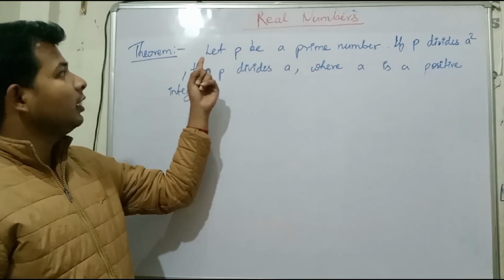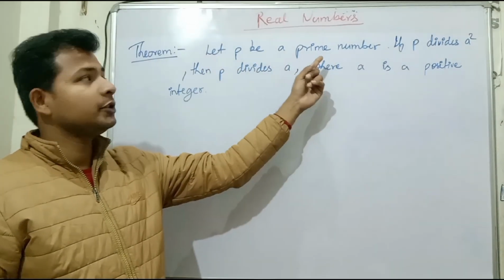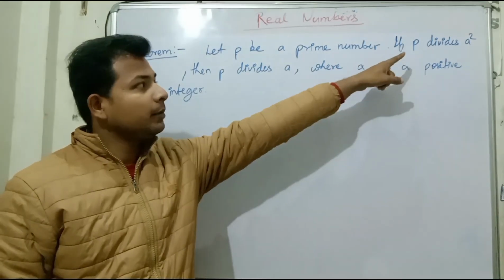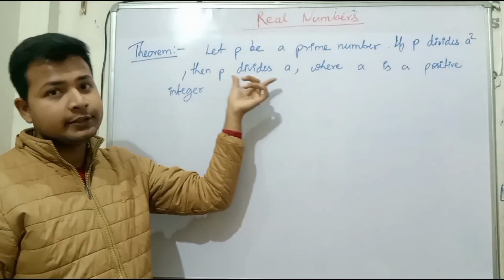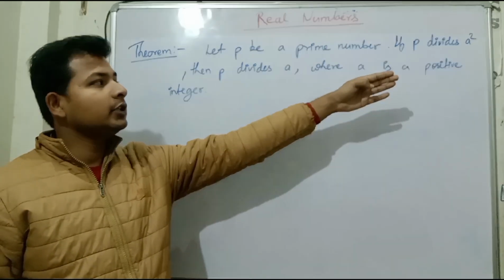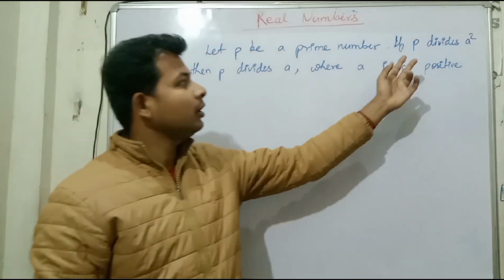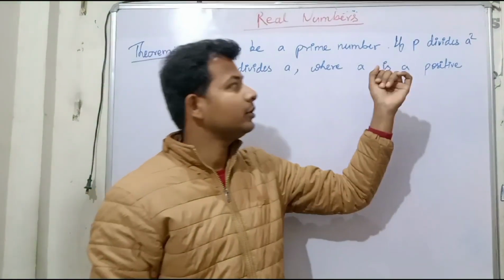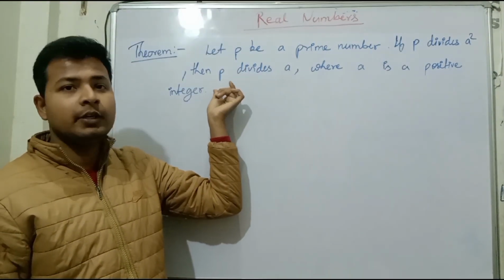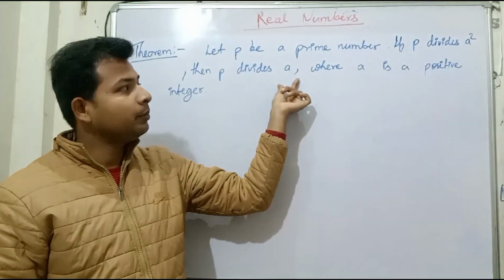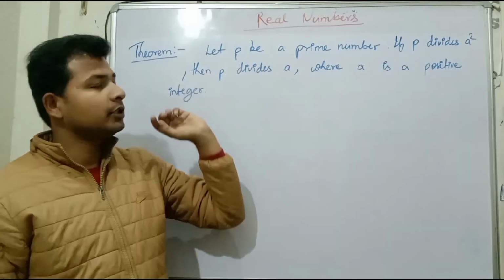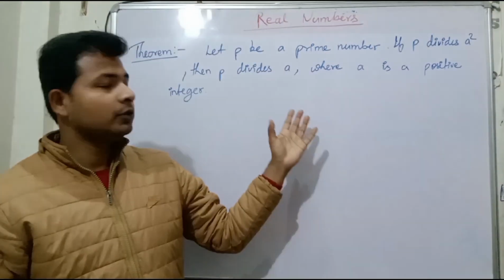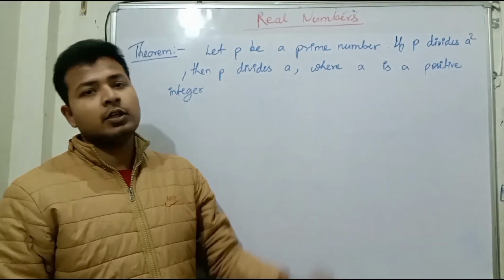Okay, the next theorem is, let p be a prime number. It has been specified that small p is a prime number. If p divides a square, then p divides a, where a is a positive number. That means if there is a prime number p which divides the square of any positive number, then that prime will surely divide that positive integer. This is a theorem which we are going to use in the proof of irrational numbers.